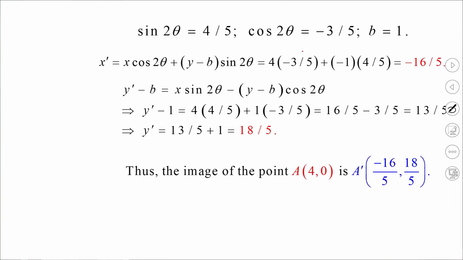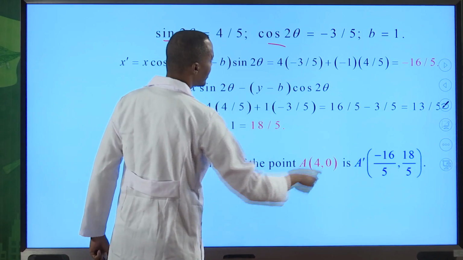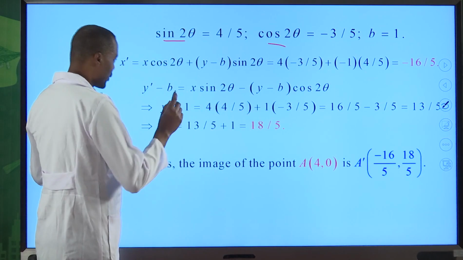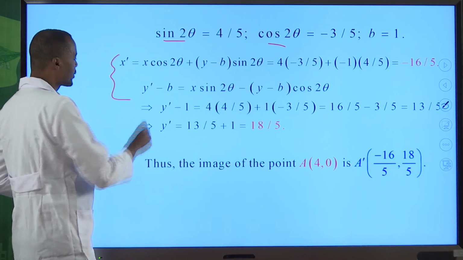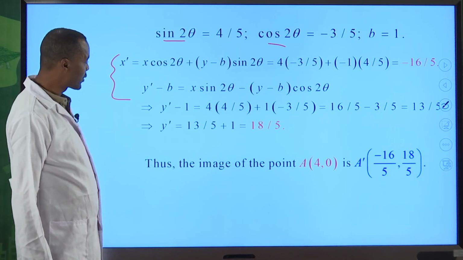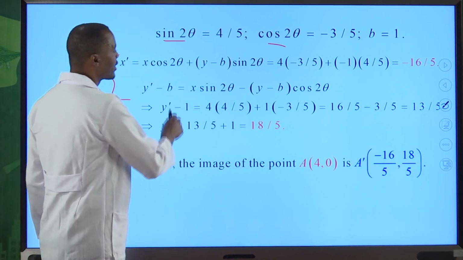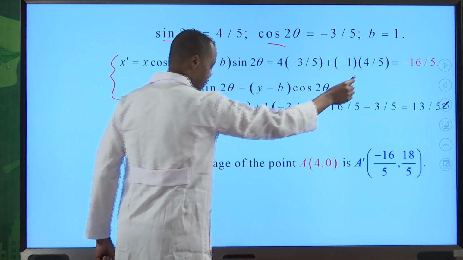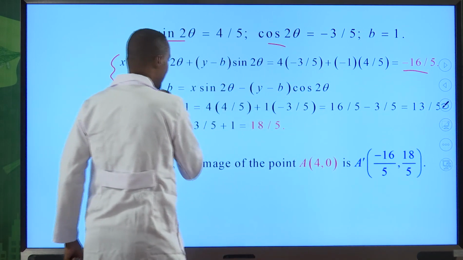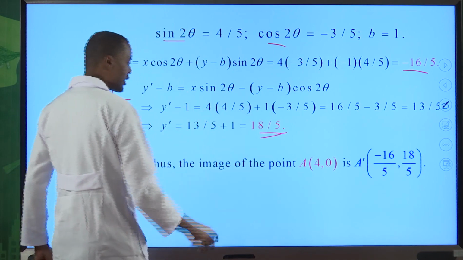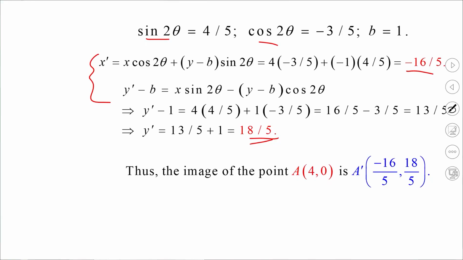Since we already have sine of 2 theta and cosine of 2 theta to be 4/5 and minus 3/5 respectively, and the y-intercept to be 1, the only thing we are left with is to directly substitute those values into our formula. Then it turns out that x prime becomes negative 16/5 and y prime is 18/5. So when we reflect the point A of 4, 0, the final image point will be this one, and that is the way it is done.